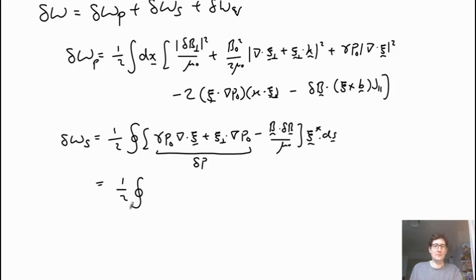So this is like a loop integral, a closed surface around the plasma, and it's the jump. I'm going to use this to mean the jump in the gradient of the total pressure, so the magnetic field plus the plasma pressure. And it's the displacement dotted with the surface normal vector. Now this total pressure is obviously constant across the plasma, but the gradient doesn't have to be.